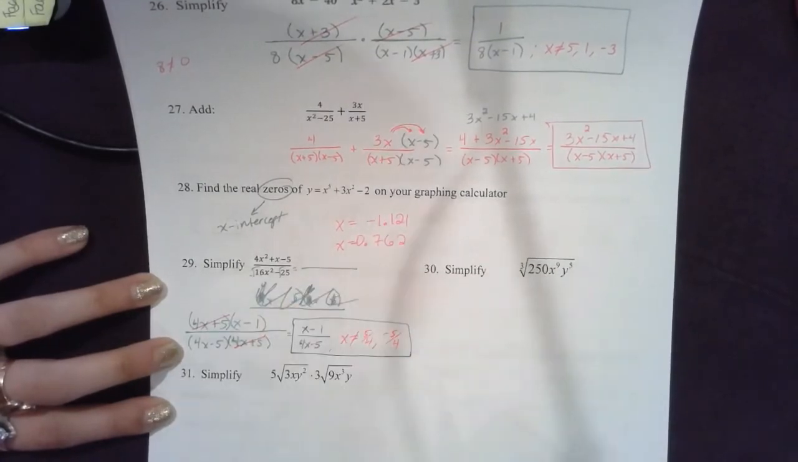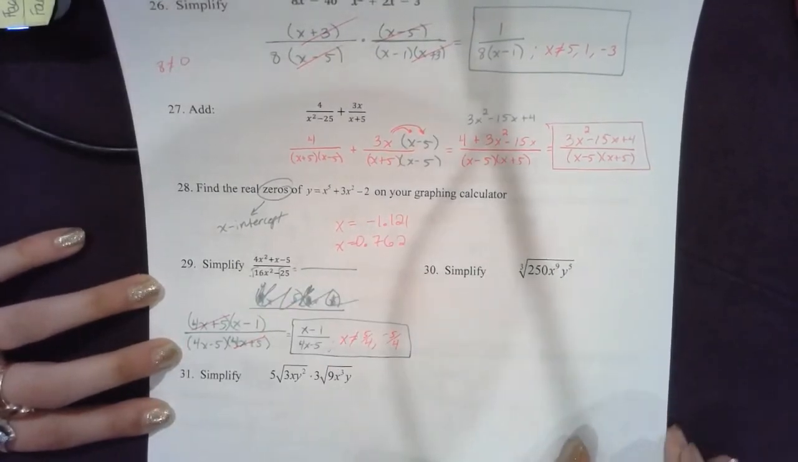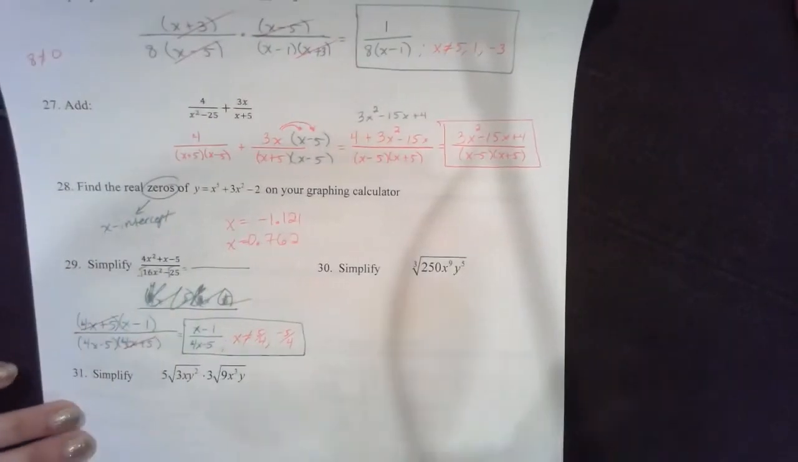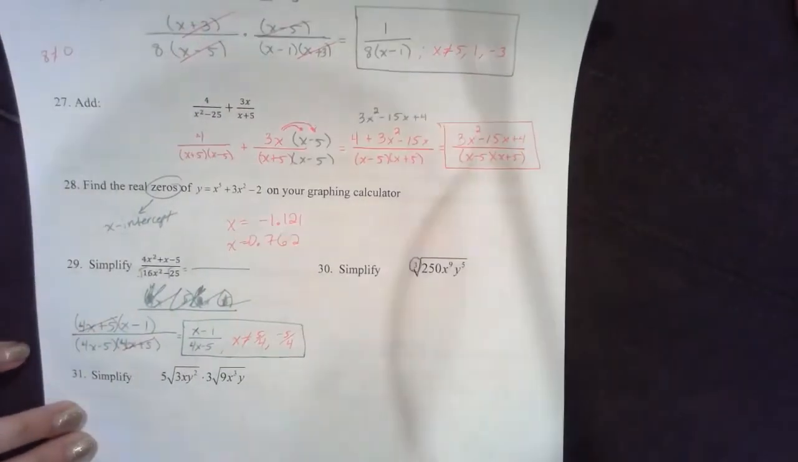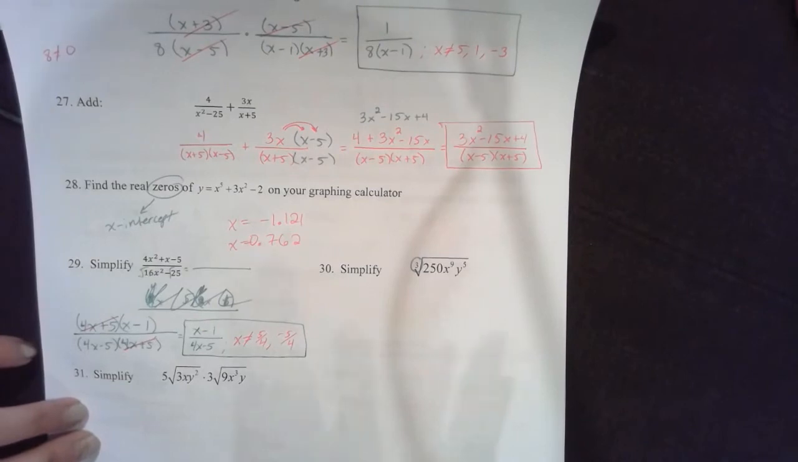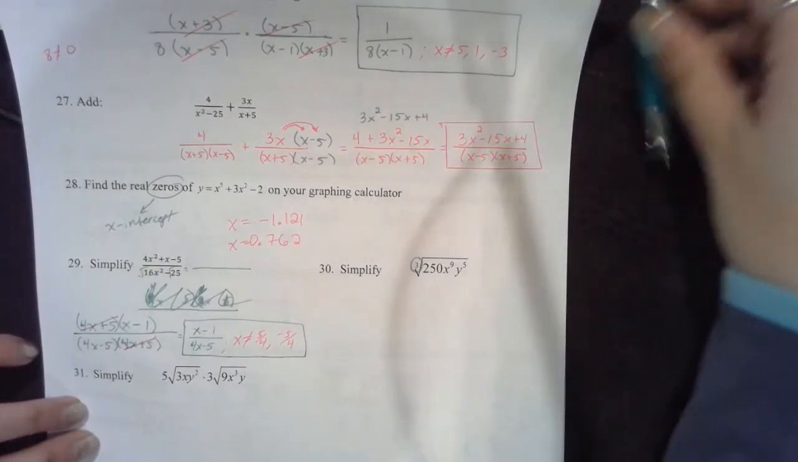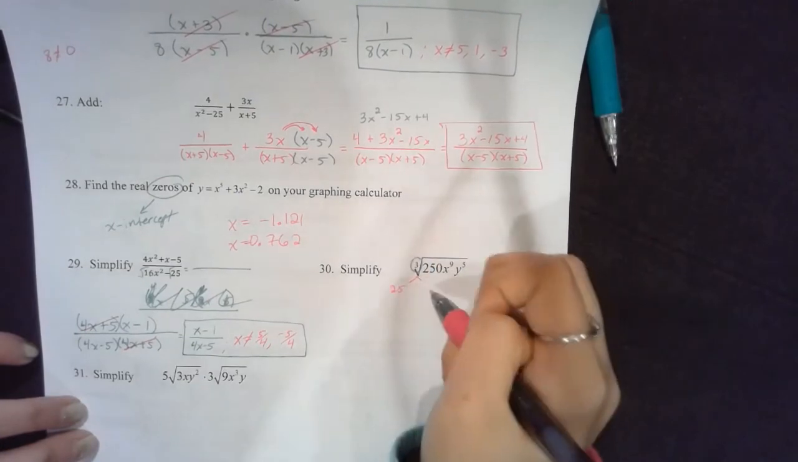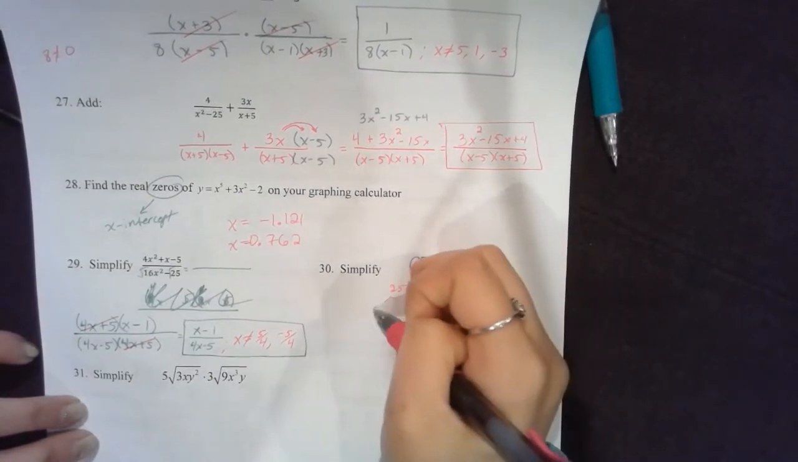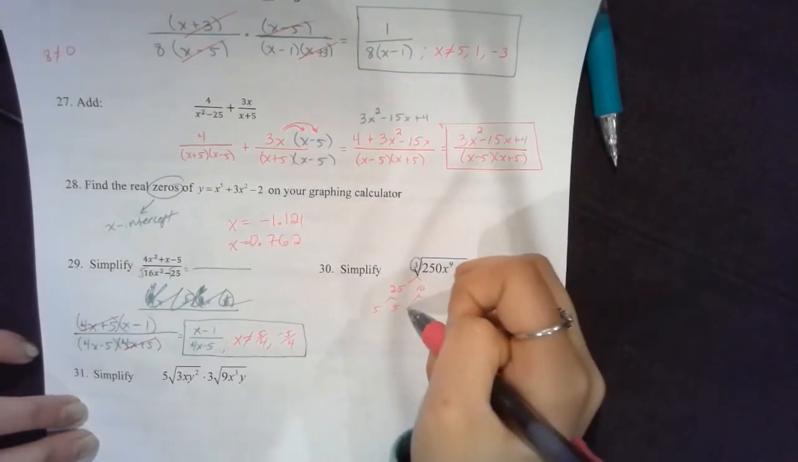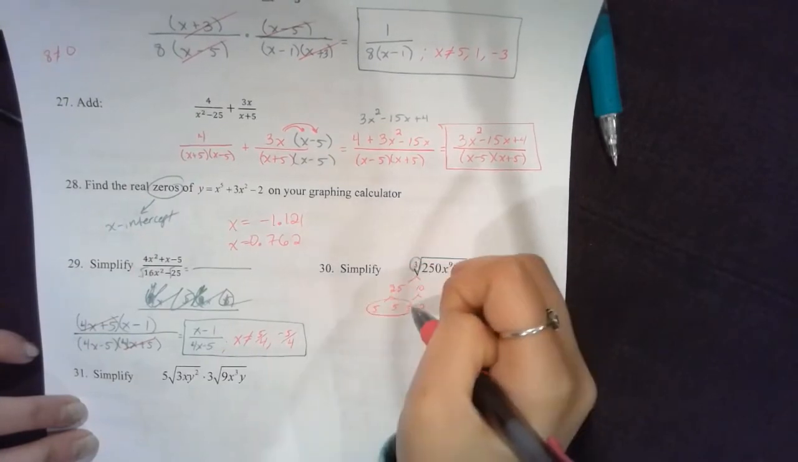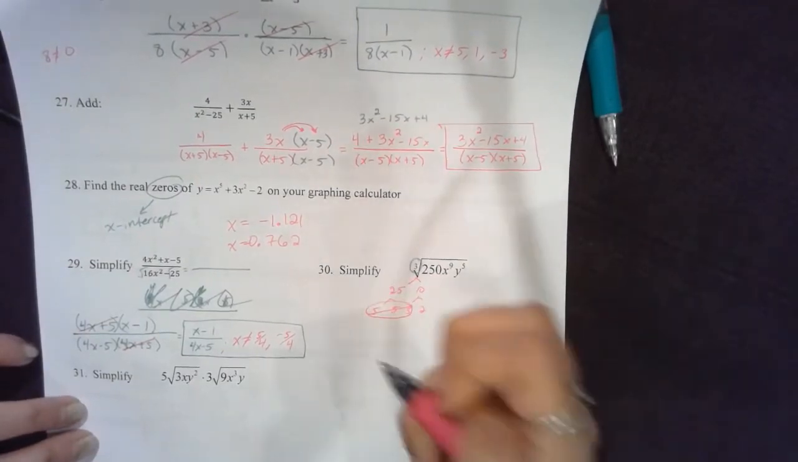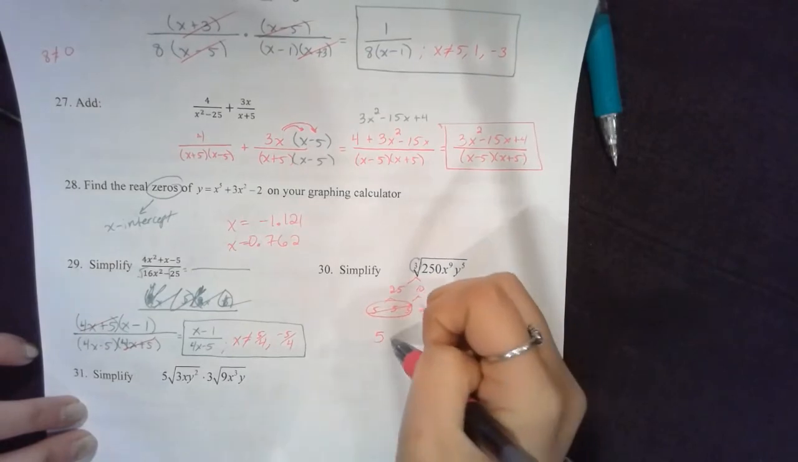Next one, notice it's a cube root, so we're looking for triplets. If I take 250, I know that's 25 times 10. 25 is 5 times 5, and 10 is 5 times 2. Look at that. We have a triplet of 5, so a 5 can come out. But the 2 did not have the 2 other 2's, so it stays inside.